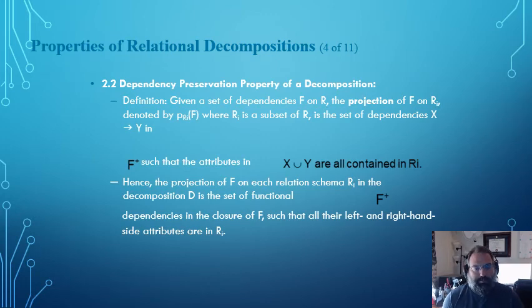2.1, dependency preservation property of a decomposition. Definition, given a set of dependencies F on R, the projection of F on Ri, denoted by pi sub Ri of F, where Ri is a subset of R, is the set of dependencies X implies Y in F closure such that the attributes in X union Y are contained in Ri. Hence, the projection of F on each relation schema Ri in the decomposition D is the set of functional dependencies in the closure of F such that all their left and right-hand side attributes are in Ri.